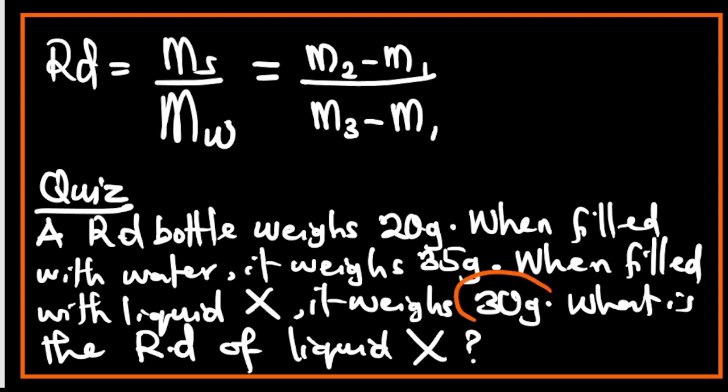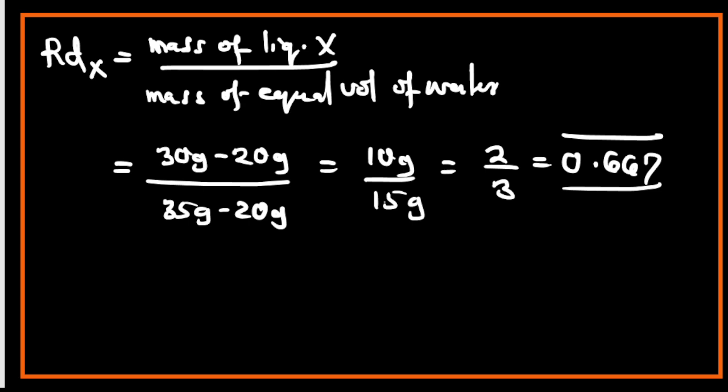And when filled with 30 gram of liquid X, subtract 20 gram from that, that is going to be 10 gram of liquid X. So using the formula mass of liquid X over mass of equal volume of water, you have 10 gram over 15 gram. So that tells you that the liquid is 0.667 in terms of relative density. In terms of relative density, we have that as the liquid.